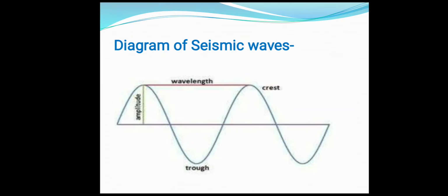And second is the crest and trough. The maximum and minimum amplitude are called the crest and trough. This is the maximum amplitude. Maximum amplitude is the crest and minimum amplitude is the trough. So this is the maximum and this is the minimum. This is the crest and this is the trough. So what is the wavelength? The distance between two consecutive amplitudes, we can say, is the wavelength. So this is nothing but the diagram of seismic waves.